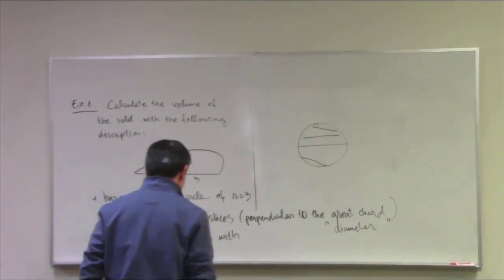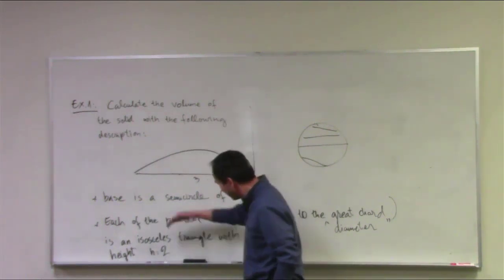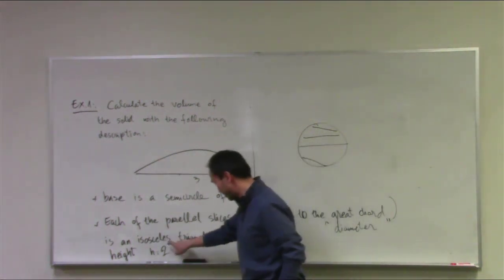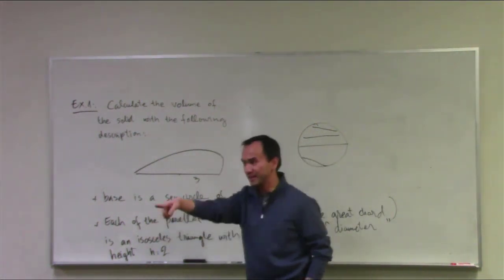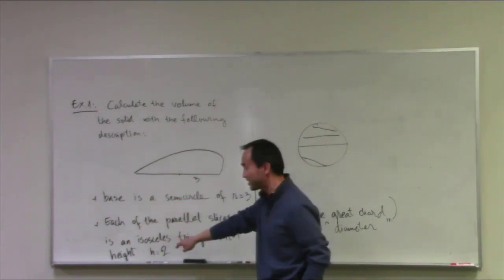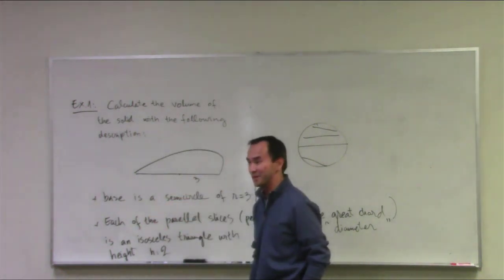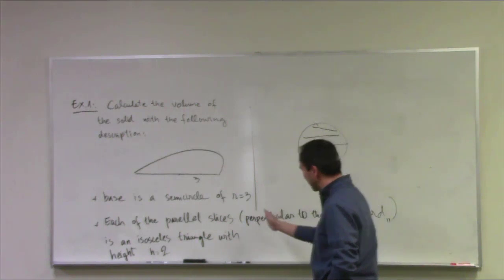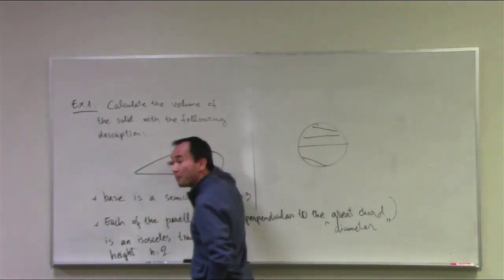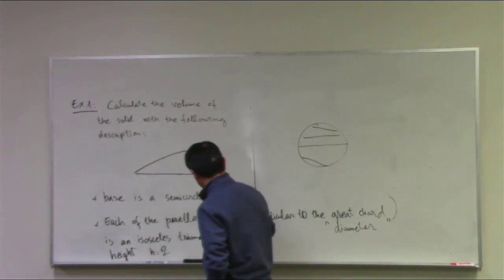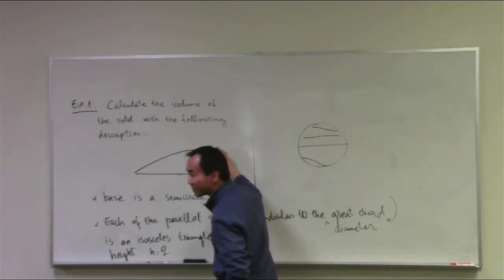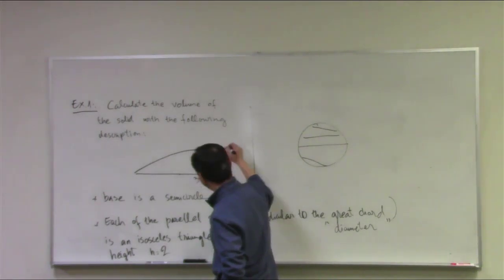But anyway, the description here says that each of the parallel slices is perpendicular to the great chord, and is also an isosceles triangle with a given height. So what do I mean by each of the parallel slices being perpendicular to the great chord? Of course the slice is already standing up perpendicular to the whole base, so we don't need to argue about that. But the idea is when you draw that slice here as a stripe, it's like that, right? That's what I mean by being perpendicular. Make sense? Okay.